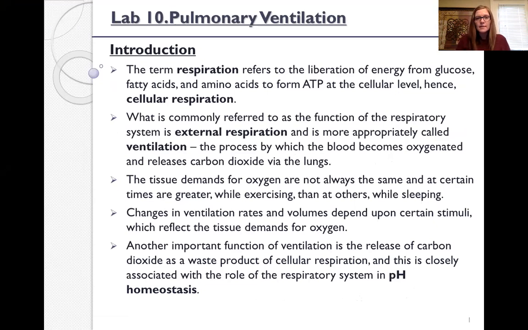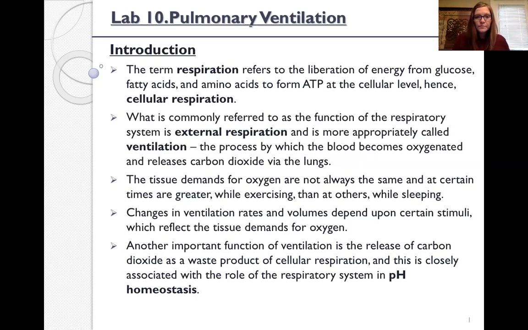A couple of things about it: we're talking about definitions. It's important to remember the term respiration, which refers to the liberation of energy from glucose, fatty acids, and amino acids to form ATP at the cellular level. So then you have cellular respiration, which is something that we all need to do, otherwise we don't breathe. What is commonly referred to as the function of the respiratory system is external respiration, more appropriately called ventilation.